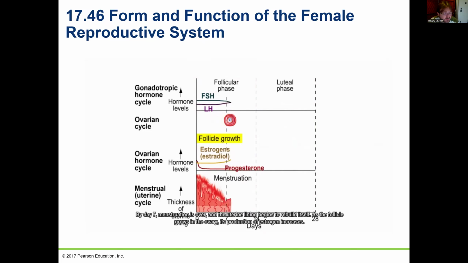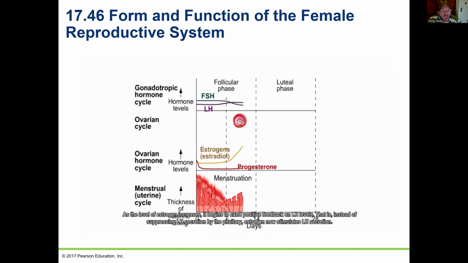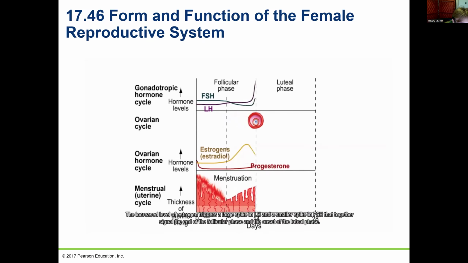As the follicle grows in the ovary, its production of estrogen increases. As the level of estrogen increases, it begins to exert positive feedback on LH levels. That is, instead of suppressing LH secretion by the pituitary, estrogen now stimulates LH secretion. The increased level of estrogen triggers a large spike in LH and a smaller spike in FSH that together signal the end of the follicular phase and the onset of the luteal phase.